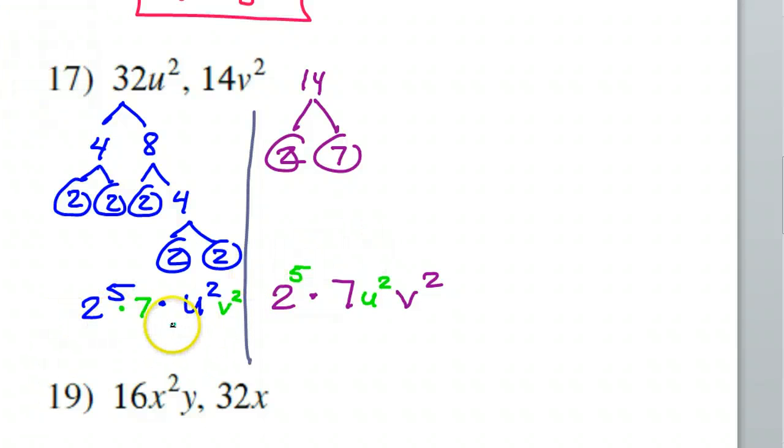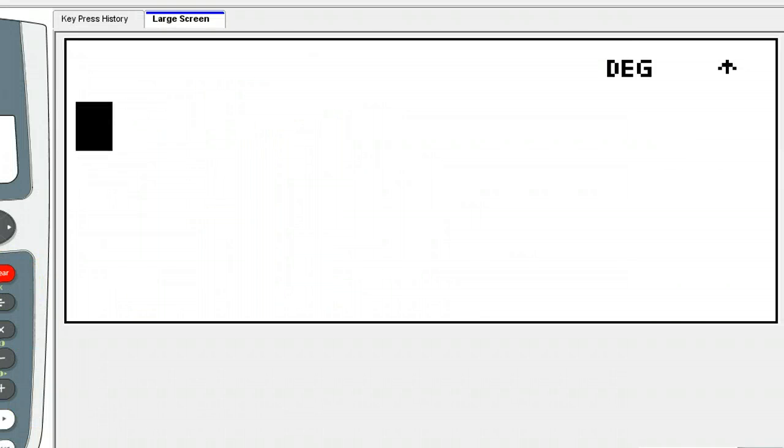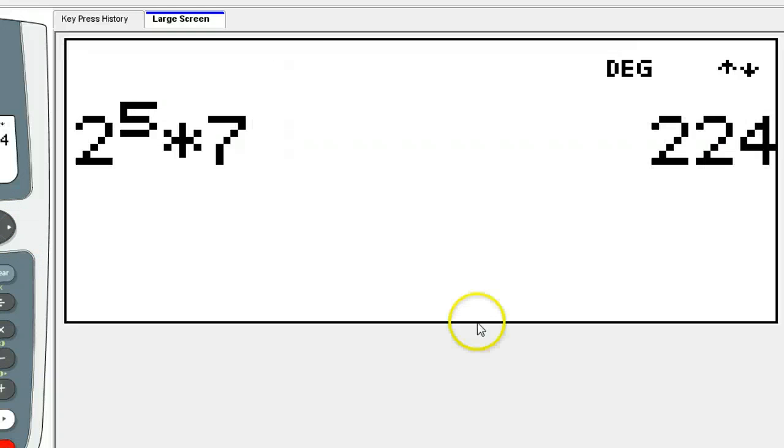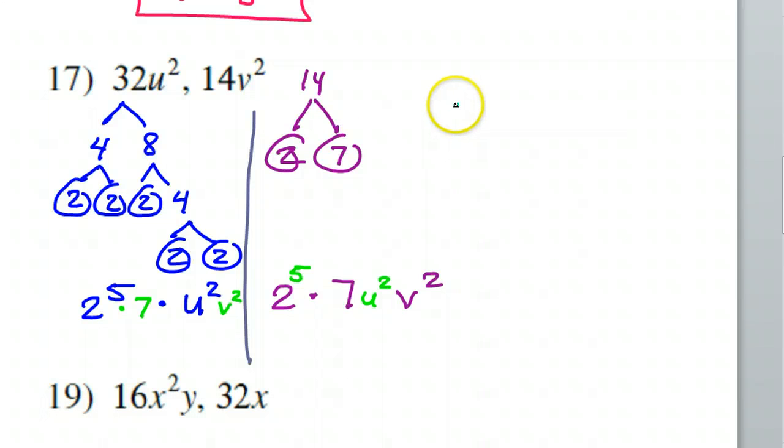So I just need to clean it up. 2 to the 5th power times 7 is 224. So the least common multiple will be 224 u squared v squared.